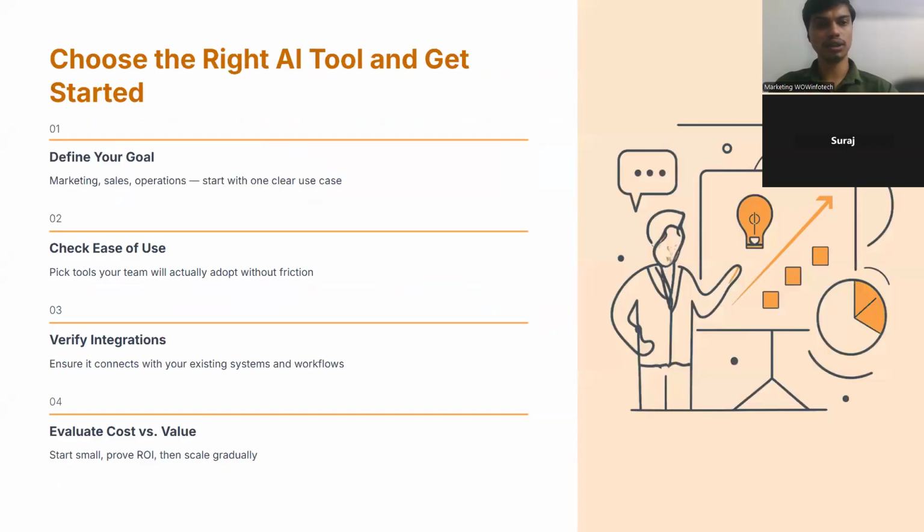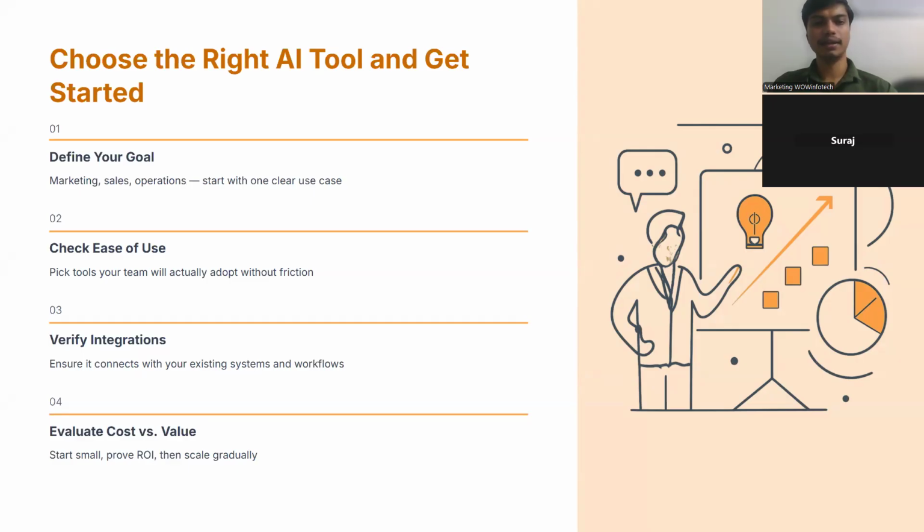So choosing the right tool is the key. We have to define our goals first. What is our work? What is our task? What is our aim? And we can choose our AI tool accordingly. Ease of use is one of the main points. It should not be too technical. We should be able to easily integrate it in our daily workflows, and all folks should be able to use it without any confusing workflows or friction.